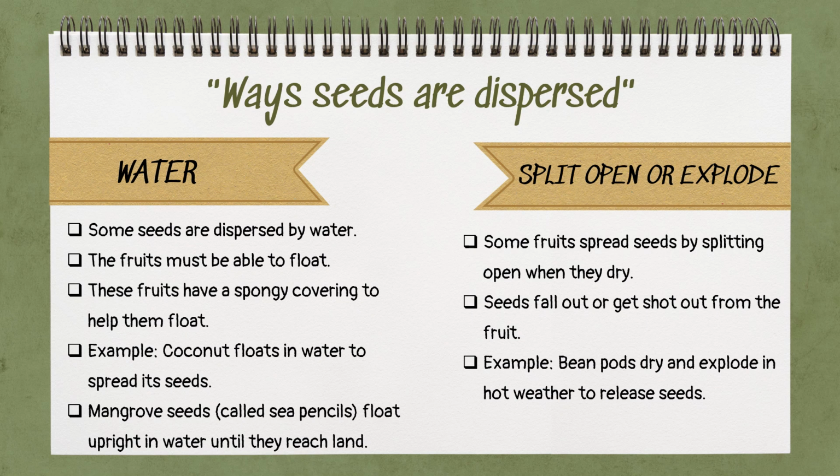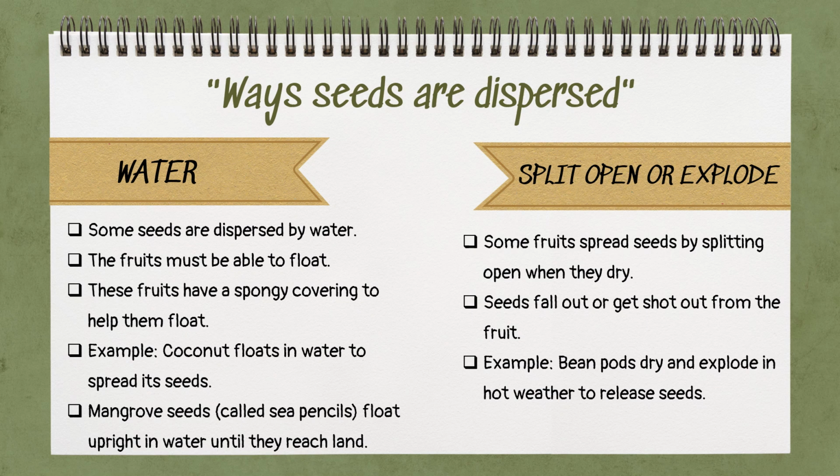Water. Some seeds are dispersed by water. The fruits must be able to float. These fruits have a spongy covering to help them float. Example, a coconut floats in water to spread its seeds. Mangrove seeds, called sea pencils, float upright in water until they reach land.